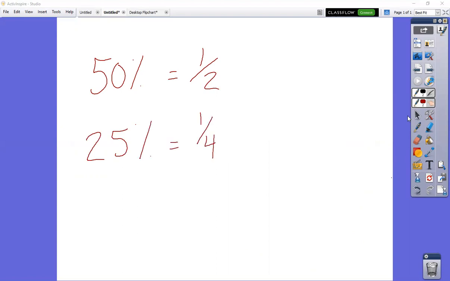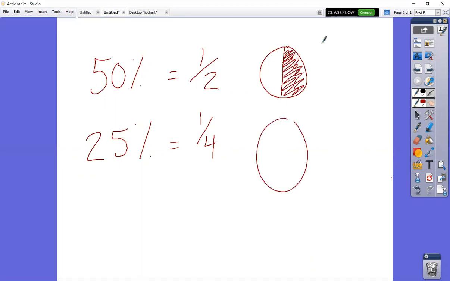Okay, 50% is the same thing as 1/2. Okay, if this is a pie and I ate 50% of it, then I would have eaten this much. Okay, 50% or 1/2, it's the same thing. If I have a pie and I ate 25% of it, then I ate that much, which is the same as 1/4. Okay, so you need to know that 50% is equal to 1/2 and 25% is equal to 1/4.